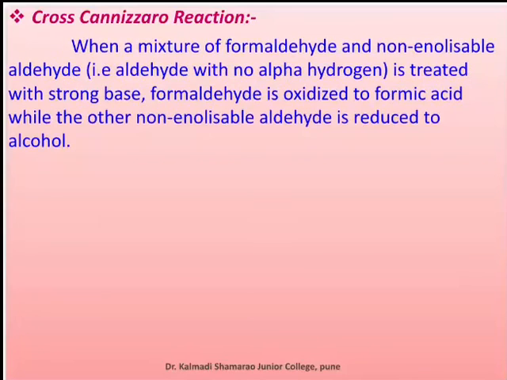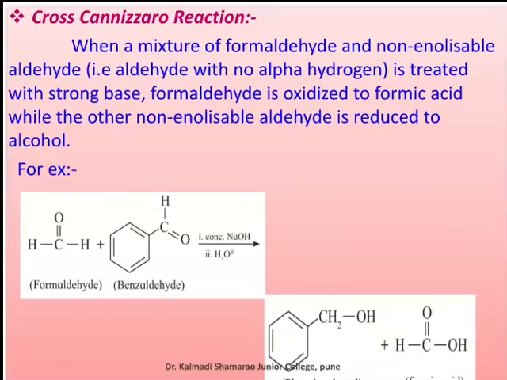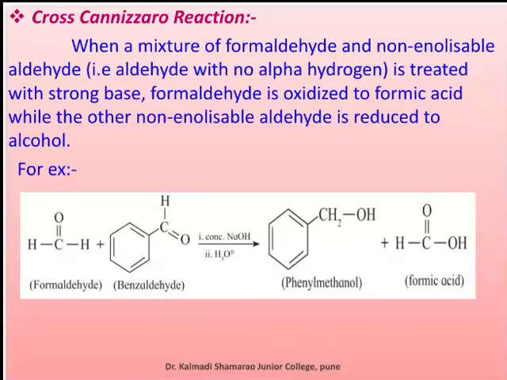Cross-Cannizzaro reaction. When a mixture of formaldehyde and a non-enolizable aldehyde, that is an aldehyde with no alpha hydrogen, is treated with a strong base, formaldehyde is oxidized to formic acid while the other non-enolizable aldehyde is reduced to alcohol. For example, formaldehyde plus benzaldehyde in the presence of concentrated NaOH and H3O positive ion gives phenylmethanol plus formic acid.